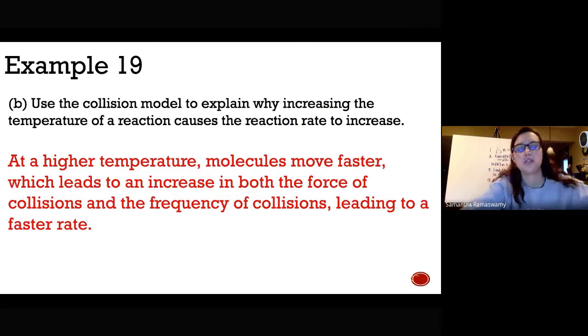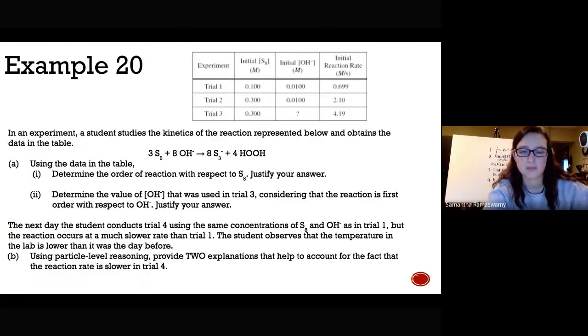Part B wants us to use the collision model to explain why increasing the temperature causes the reaction rate to increase. At a higher temperature, molecules move faster, which leads to an increase in both the force of collisions and the frequency of collisions. Hopefully that sounds familiar to when we did gases and we talked about pressure. That was based on collisions as well. So higher temperature increases the force and frequency of collisions, which leads to a faster rate. You're always bringing everything back to the number of collisions.